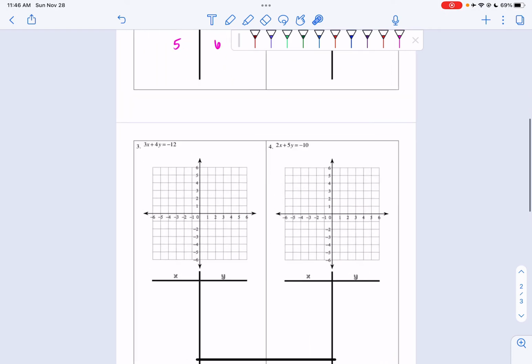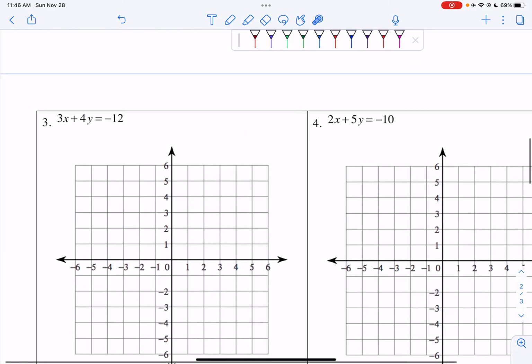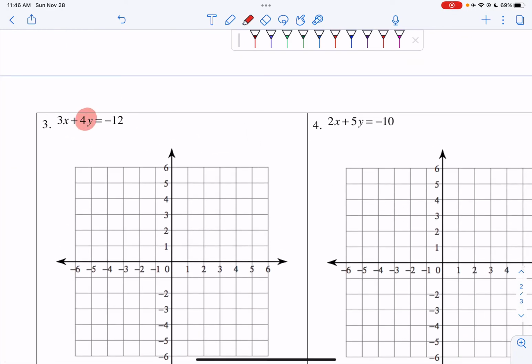Number 3 and number 4. What's different about these equations? Well, if you look, these aren't in slope-intercept form. These are in standard form. So we're going to have to do a little algebra to get them into slope-intercept form. So the whole goal is going to be to isolate your y. Not your 4y, my apologies, just your y.